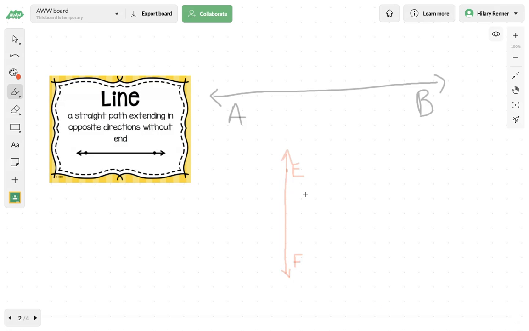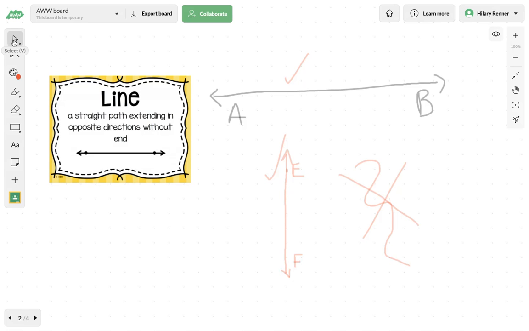Lines can be drawn, as I said, horizontally, vertically, on a diagonal. They cannot be squiggly like this. That is not a line. That's a squiggle. A line has to go in a straight path in opposite directions, okay? So yes, it can be 2 different straight paths, but not a squiggle.